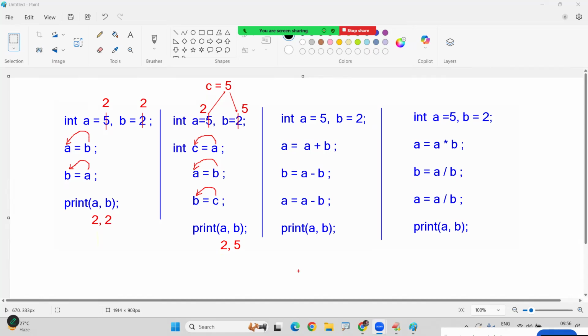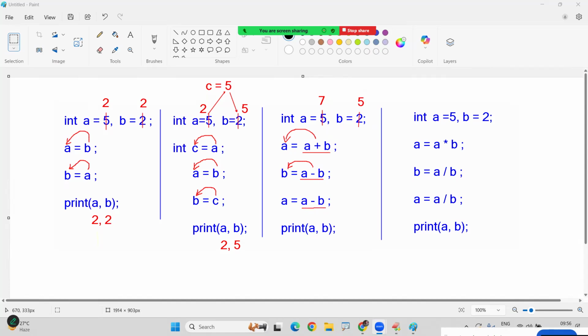Okay. Next one is a plus b. So nothing but, look at this. 5 plus 2, 7 will be stored into a. a value becomes 7. Okay. Look at this. a minus b. a value 7, b value 2. 7 minus 2, 5. 5 will be stored into b.